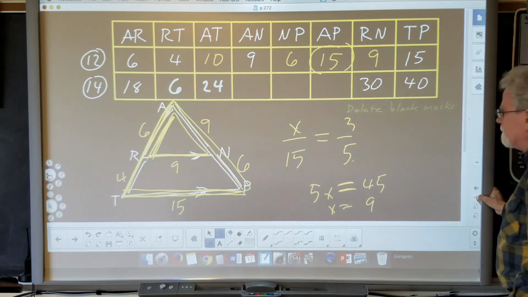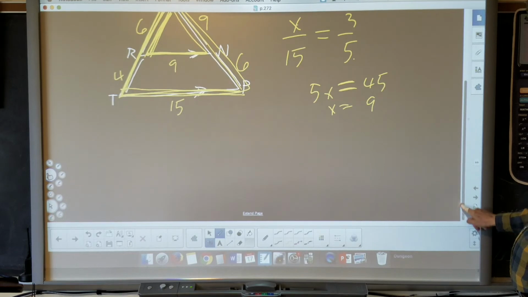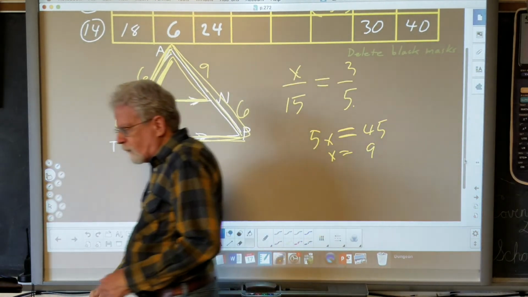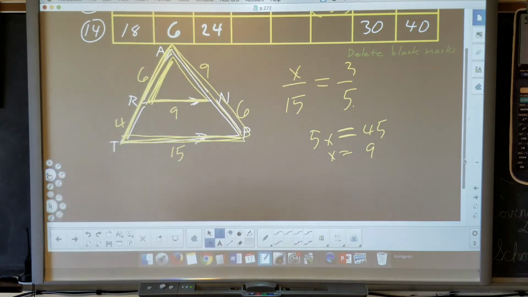Number 16. Don't I have 16 here? Was there a 16? No, we stopped at 14, didn't we? I don't know. Hold on a moment. Let me just check my plan book. Make sure I know what I'm doing, because sometimes I don't, and I can't find my plan book. There it is. Did I only assign it to 14? That's right. We're done. Okay.